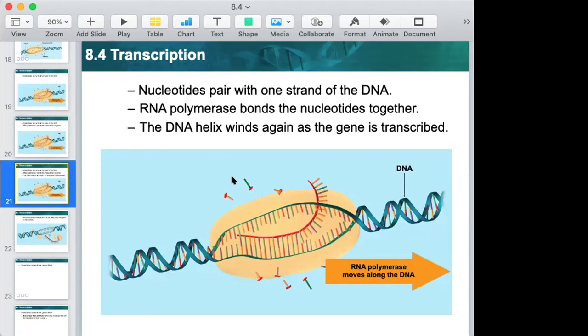And so it just brings in the nucleotides that correspond, so if you see a T on the DNA, it brings in an A. A C on the DNA, you bring in a G to make the RNA. But one difference we talked about before, if there is an A on the DNA, then it brings in a U for the RNA.